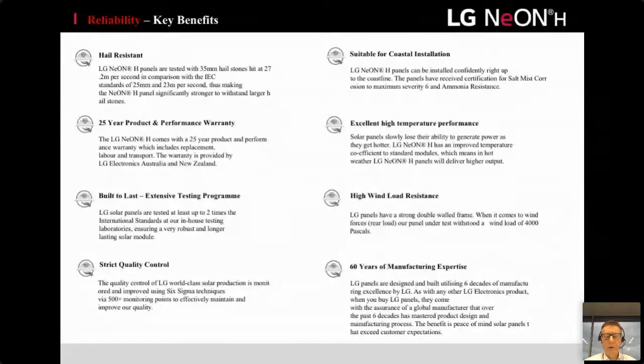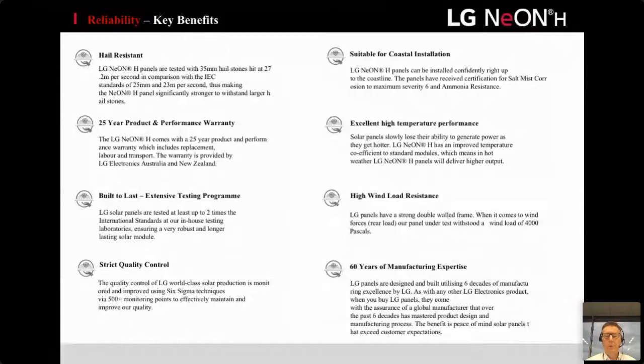We have a 25-year product and performance warranty, and LG Australia is the warrantor, so you have a single line of contact through to LG Electronics. This is important for consumer peace of mind: you can pick up the phone and talk to someone locally. We've got 300-plus support staff in our office, which gives great peace of mind. Now, the module is built to last.